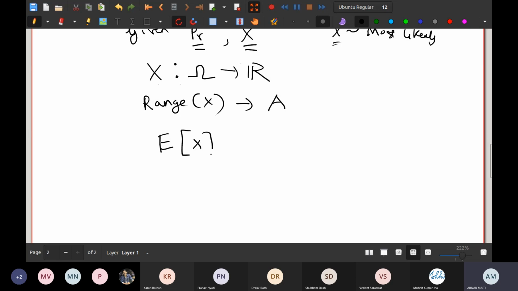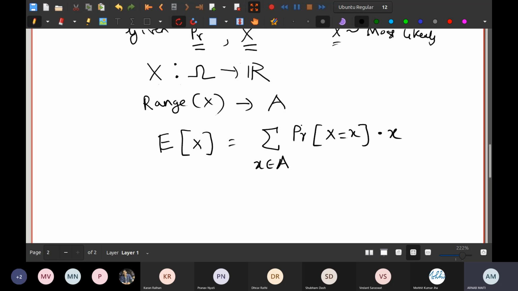Then expectation of X is nothing but this summation. This summation, x belongs to A, where A is the range of this X, probability of X equal to x times x, and you do the summation.